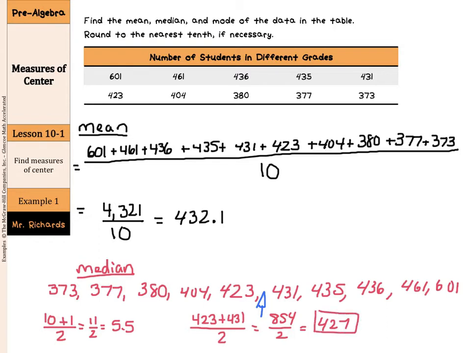So the median is 427. Now the mode is the number that occurs the most often, and each data point only occurs once. So for the mode, we can write, well, no mode.